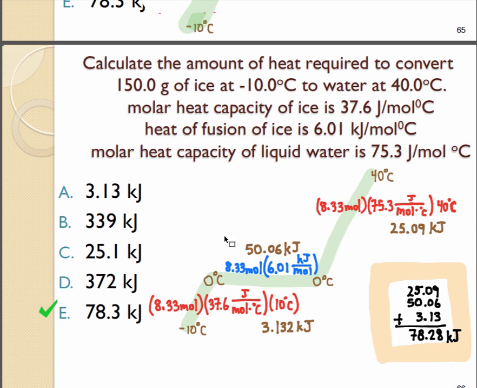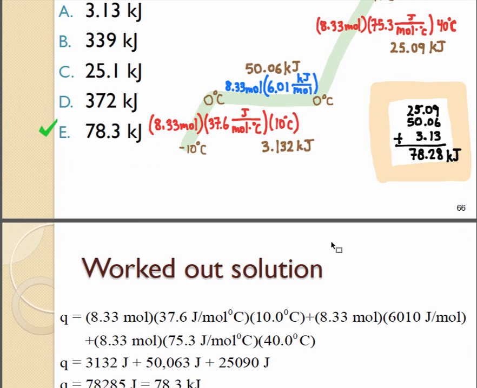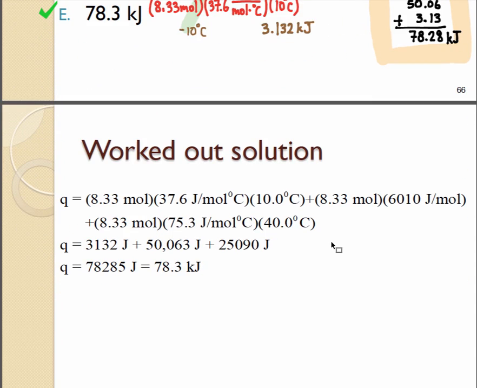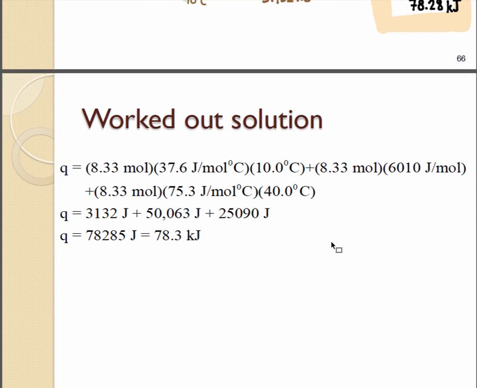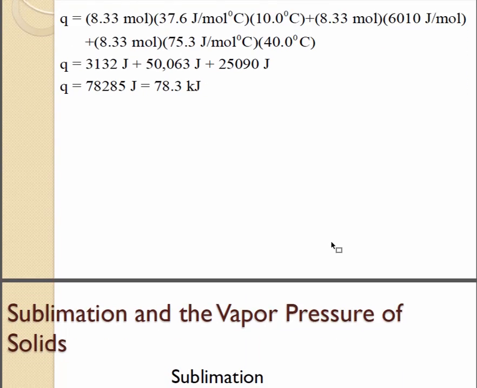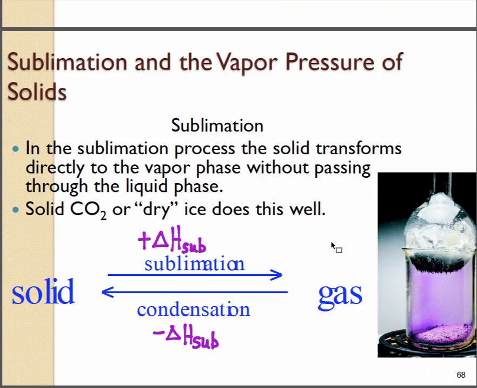8.33 moles. That's 150 grams divided by 18 grams per mole times the kilojoules per mole for melting. And then from 0 to 40 to warm it up is 40 degrees change. And the molar heat capacity of water and the moles of water. Interesting. Not after you've seen about 5 or 6 or 7 of those. But good to practice.